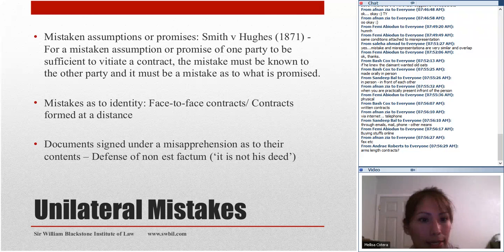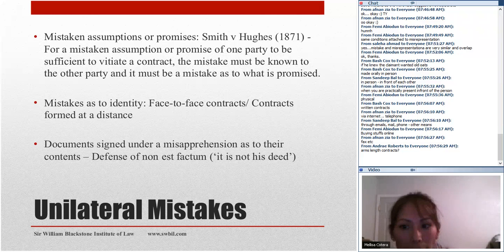Now, documents signed and there are misapprehensions as to their content. Here, when we sign documents, we suppose that we have to read very carefully and we take full responsibility for our signature. But there are some exceptions.